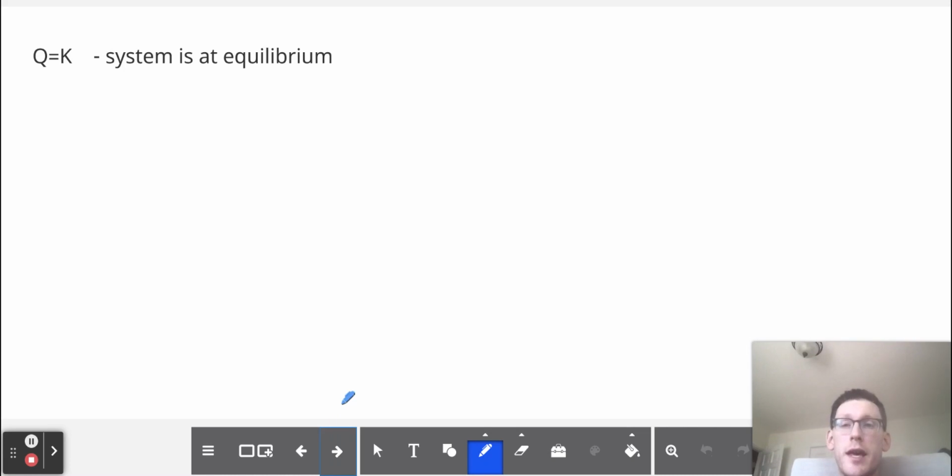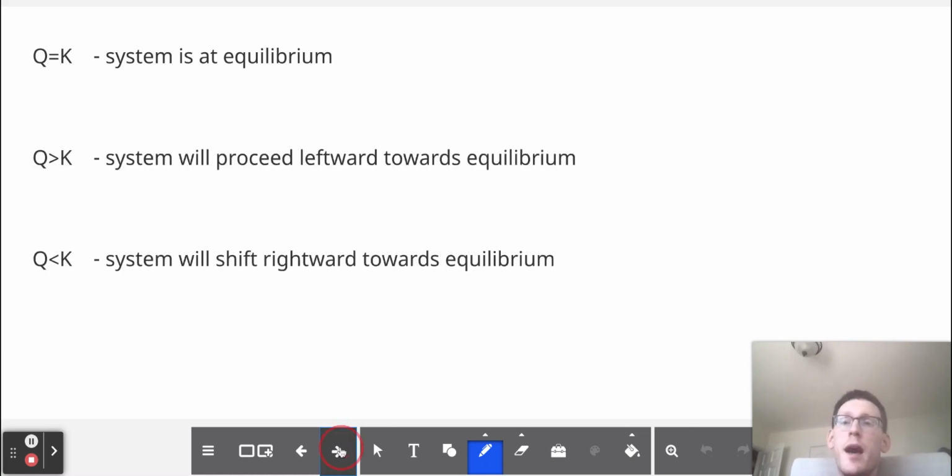Now, if Q is equal to K, then the system is at equilibrium. If Q is greater than K, you have too many products over too few reactants, and the system will therefore have to go leftward to decrease the amount of products and increase the reactants until we've satisfied that equaling K and the system reaches equilibrium. If Q is less than K, then you know that the system will continue to go towards equilibrium by shifting rightwards. You have too few products over too many reactants, so you'll build up the products and decrease the reactants en route to reaching a value where Q is equal to K.